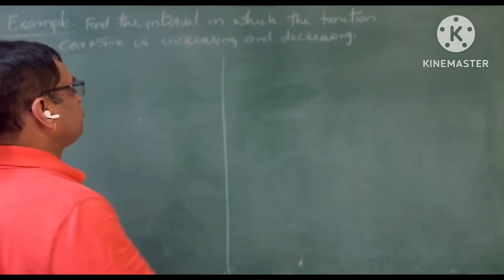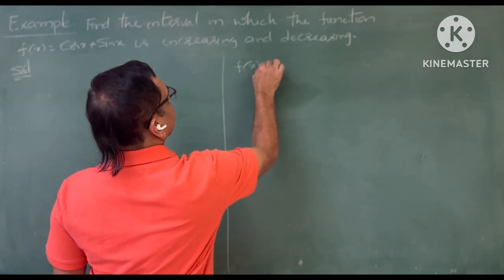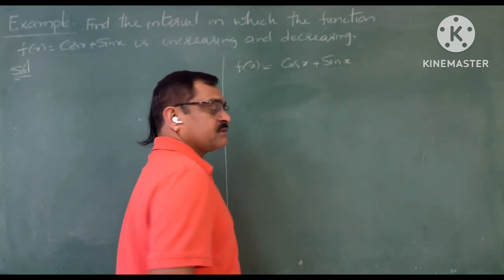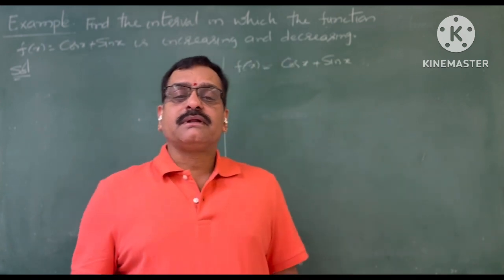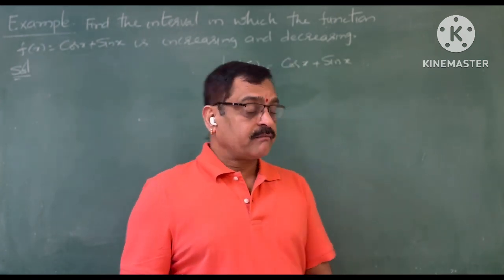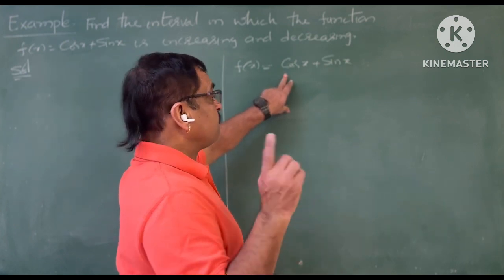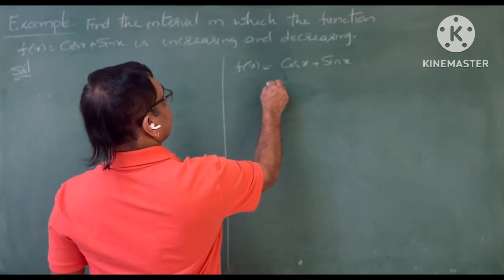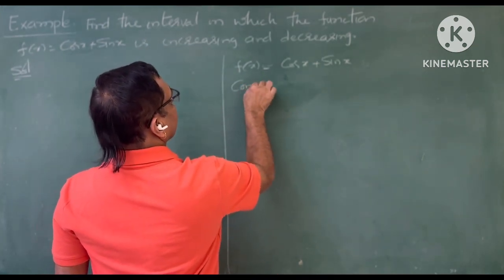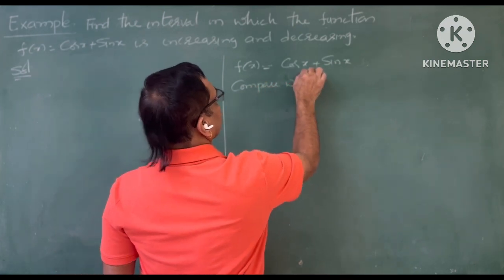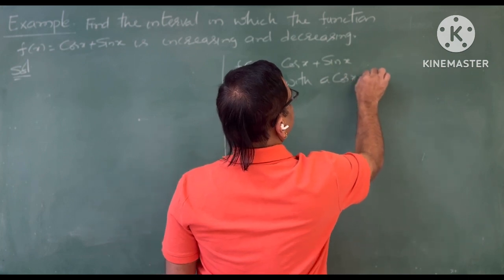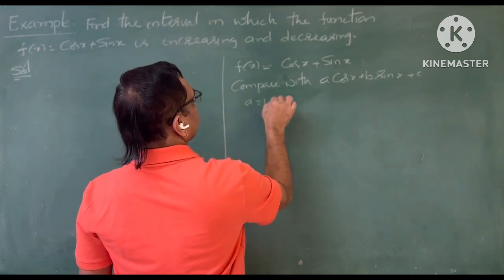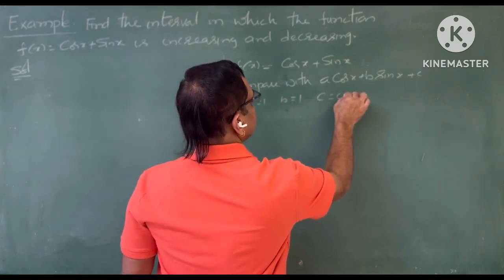Now the function is f of x is equal to cos x plus sin x. I'm going to utilize the concept which we applied for the previous question. Here also my function is the combination of a sine function and cos function. So here if you compare this with a cos x plus b sin x plus c, I have a is equal to 1, b is equal to 1 and c is equal to 0.